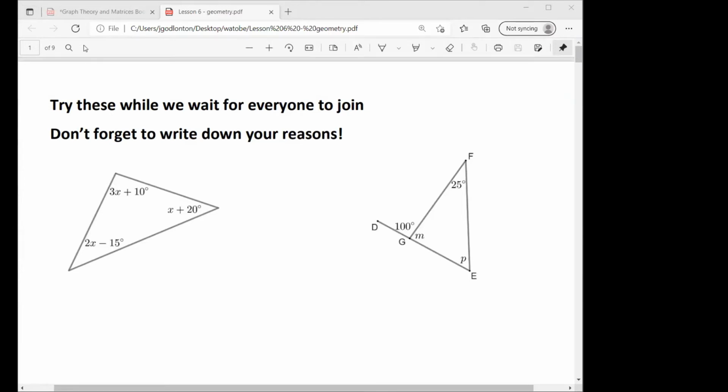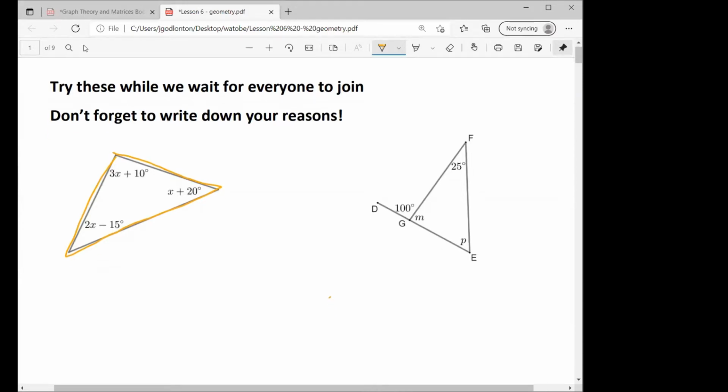Let's get going. So for the first one, we are looking at a triangle. And so I'm looking at the sum of all of those angles in that triangle, and I know that they have to equal 180 degrees. So I'm going to say this angle here, 2x minus 15, plus this angle here, 3x plus 10, plus this angle here, which is x plus 20. All of that needs to equal 180 degrees, and our reason is sum of angles in a triangle.